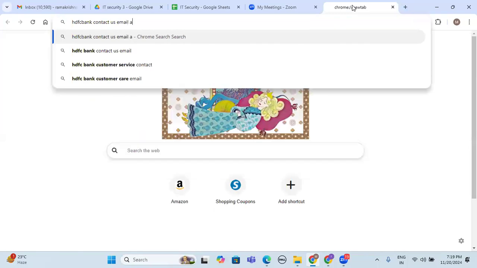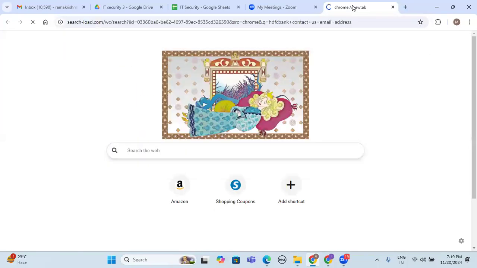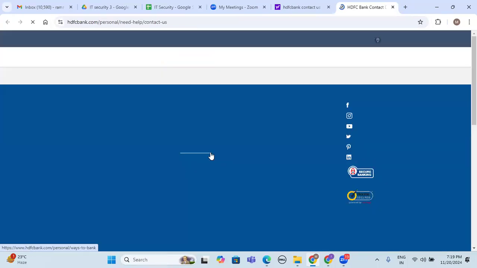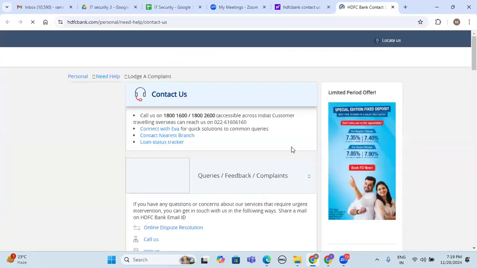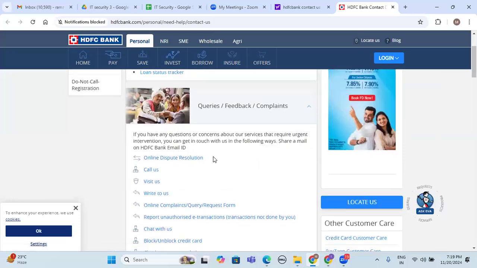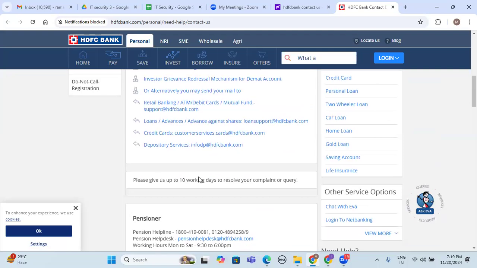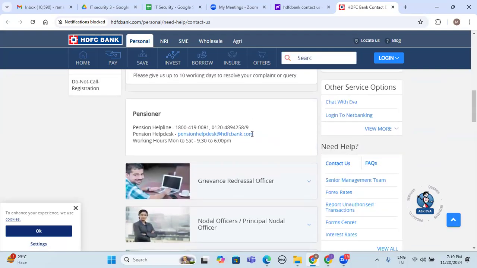But a couple of companies, when you click on contact us, take the example of HDFC Bank, contact us, email address for technical support. So once again here, they are providing multiple options online. There are so many ways. You can see here now, pension help desk at hdfcbank.com. I got the email address of HDFC Bank.